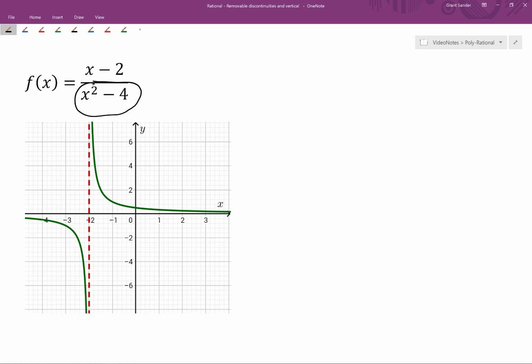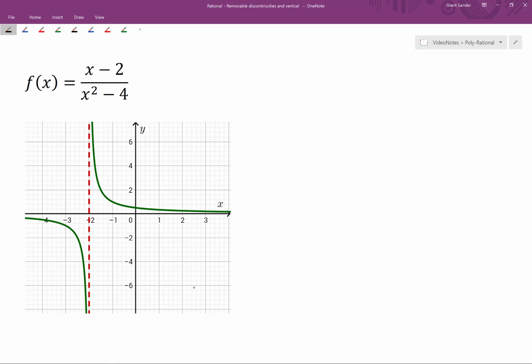But down here I have the graph of this function f, shown in green, and we have a vertical asymptote at x equals negative 2 like we expected, but at x equals 2, we don't have a vertical asymptote. And in fact, it's not even close to looking like we have a vertical asymptote there. So what is going on in this situation?